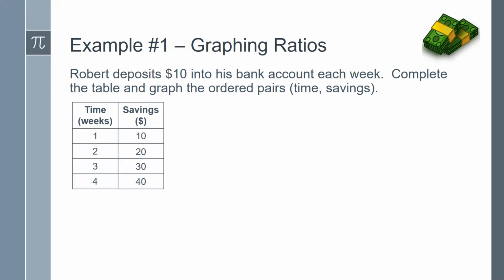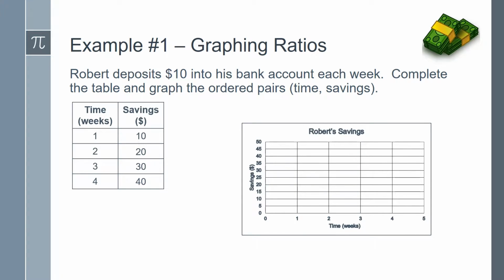Now we need to set up our graph. Make sure to include a title on top, in this case Robert's Savings, and on the bottom we have the time in weeks on the x-axis, and on the left side we have the savings in dollars on the y-axis. Now we can plot our points.